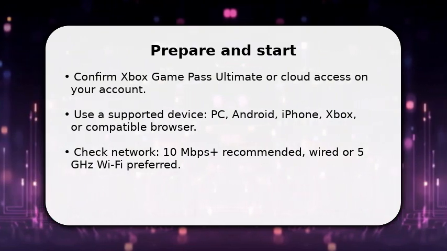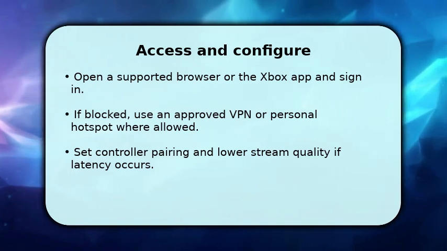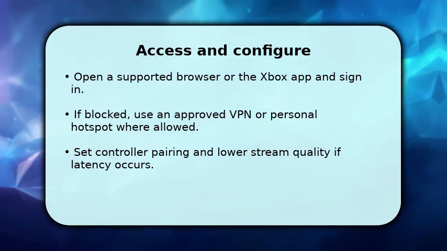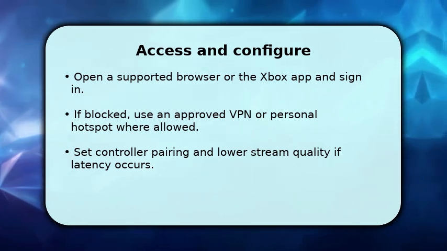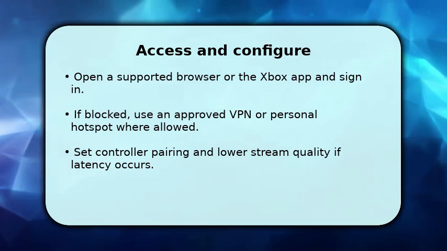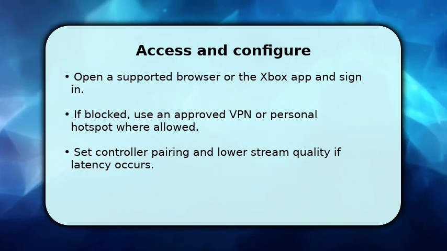You now open the browser or Xbox app and sign into the same profile that has cloud access. This is where the service will present your library. If a network firewall blocks the service and you are allowed to change networks, switch to a personal hotspot or an approved VPN to route traffic. That resolves many access blocks.